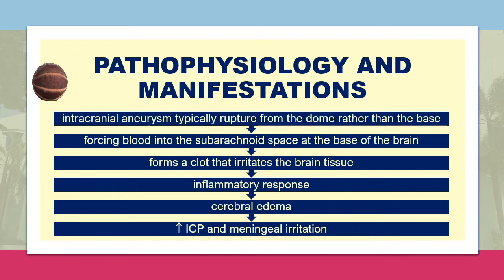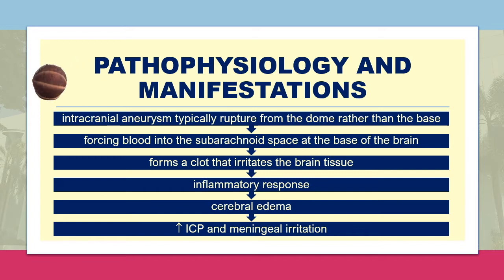So what is the pathophysiology and manifestations of a patient with aneurysm? Okay, class, your aneurysm would not be a problem unless the aneurysm would rupture. Once an intracranial aneurysm would typically rupture, class, it ruptures from the dome rather than the base. So we're looking at the rupture from that curved part, class. So this would force blood into the subarachnoid space at the base of the brain. Subarachnoid will be the target deposition of the blood.